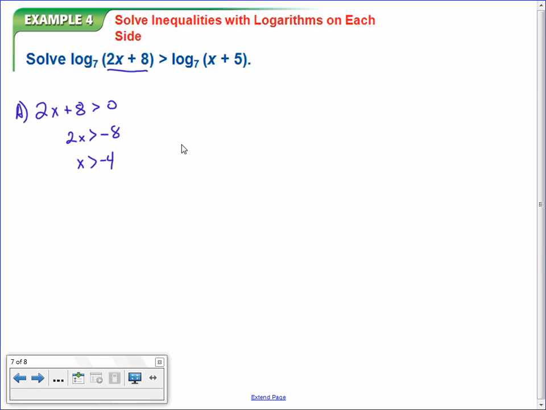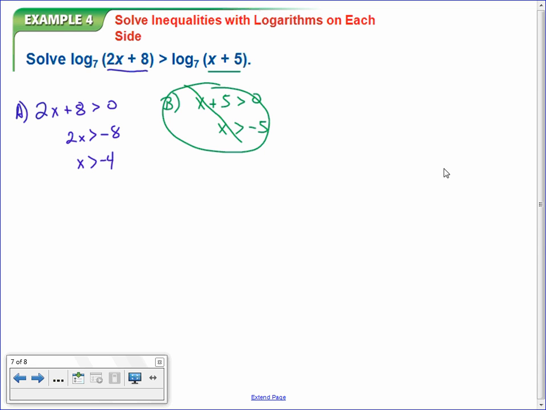Now I go to part B. We look at our second one. I know just like this one cannot be 0 and negative, neither can this one. X plus 5 must be greater than 0. X must be greater than negative 5. Now since this statement said that x has to be greater than negative 4, naturally it's going to be greater than negative 5 as well. So I don't really need this one, but I don't know it until I figure it out.